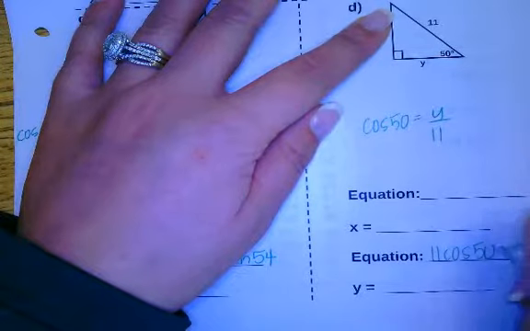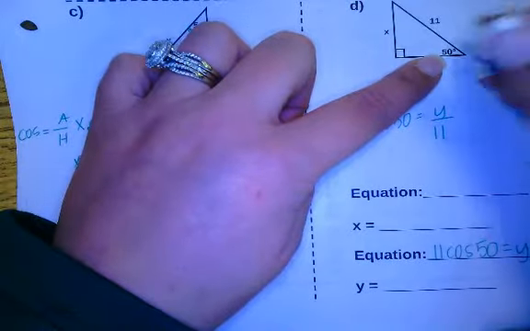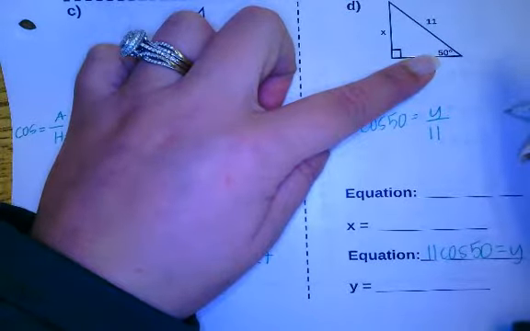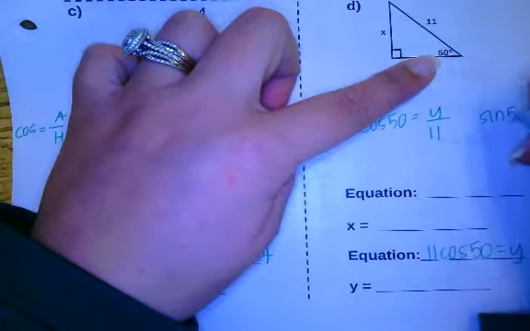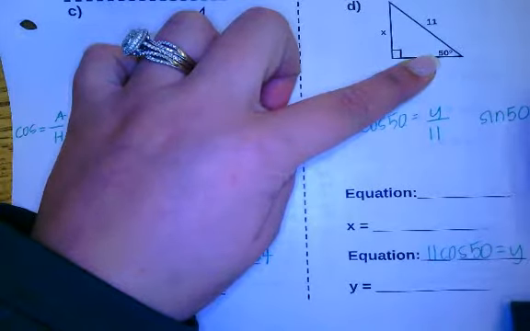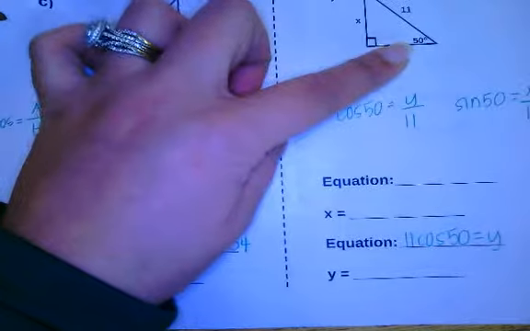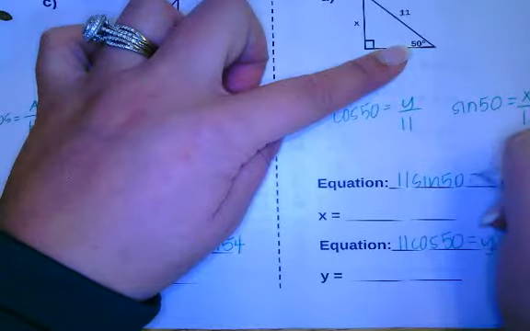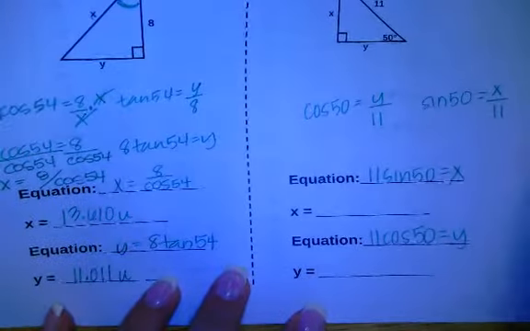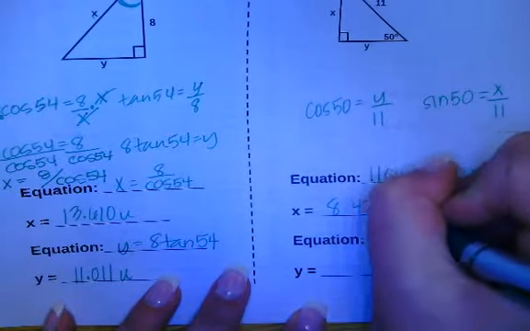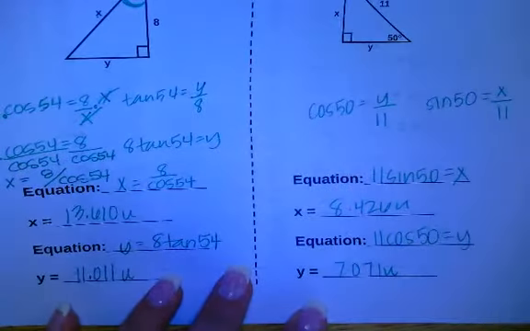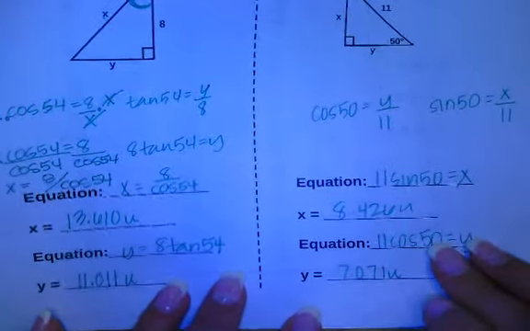Okay, if I cover up Y, what do I have in relation to 50 degrees? Opposite and hypotenuse, which uses which function? Sine. So sine of 50 equals X over 11. So what is my equation? Okay, so what did you get for X? And what did you get for Y? Awesome. Questions? Cool. There's a lot of little side conversations going. Please stop.